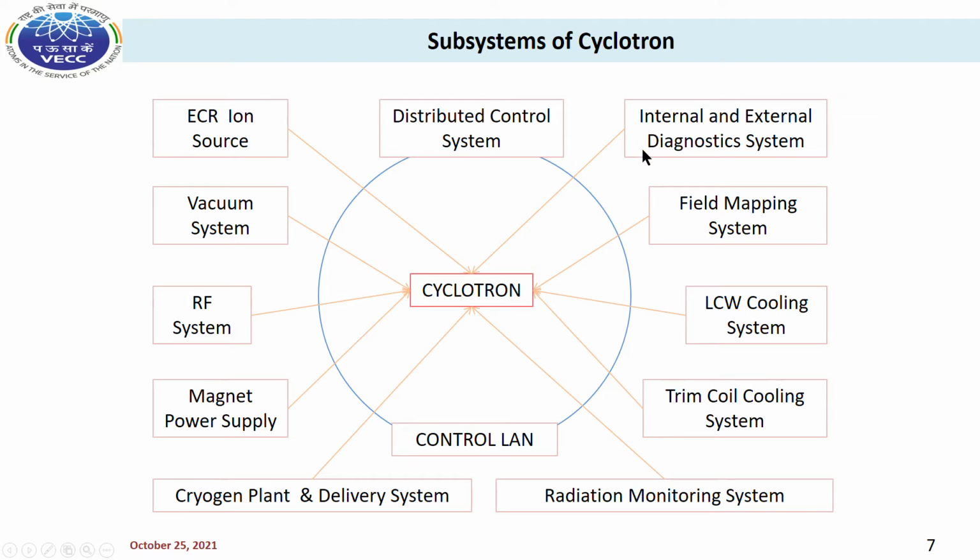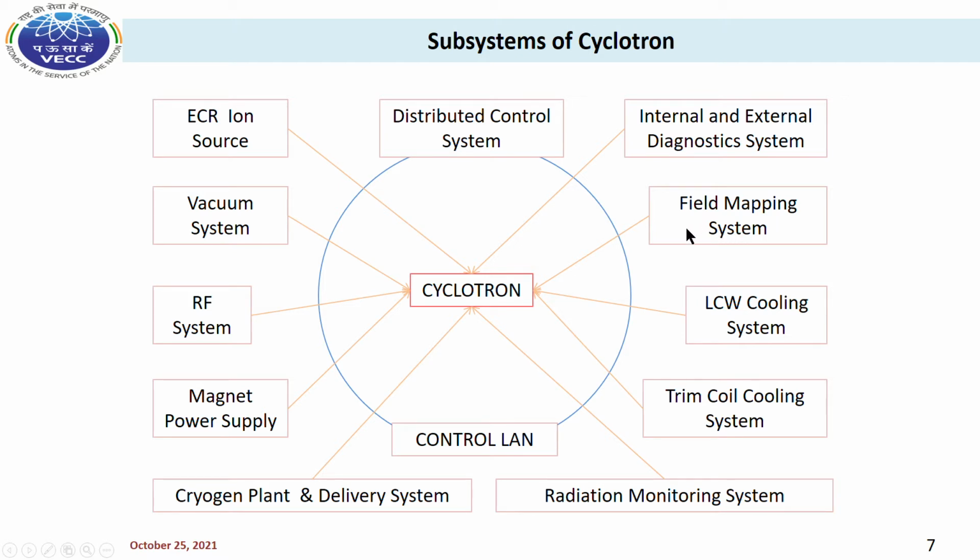So here there is a diagnostic system. This is to measure the beam properties at various places of the cyclotron. Accurate measurement of the magnetic field is also important. So from the field map system we can calculate the first, second, third and higher harmonic content in the magnetic field. This diagnostic facility helps to correct the magnetic field.